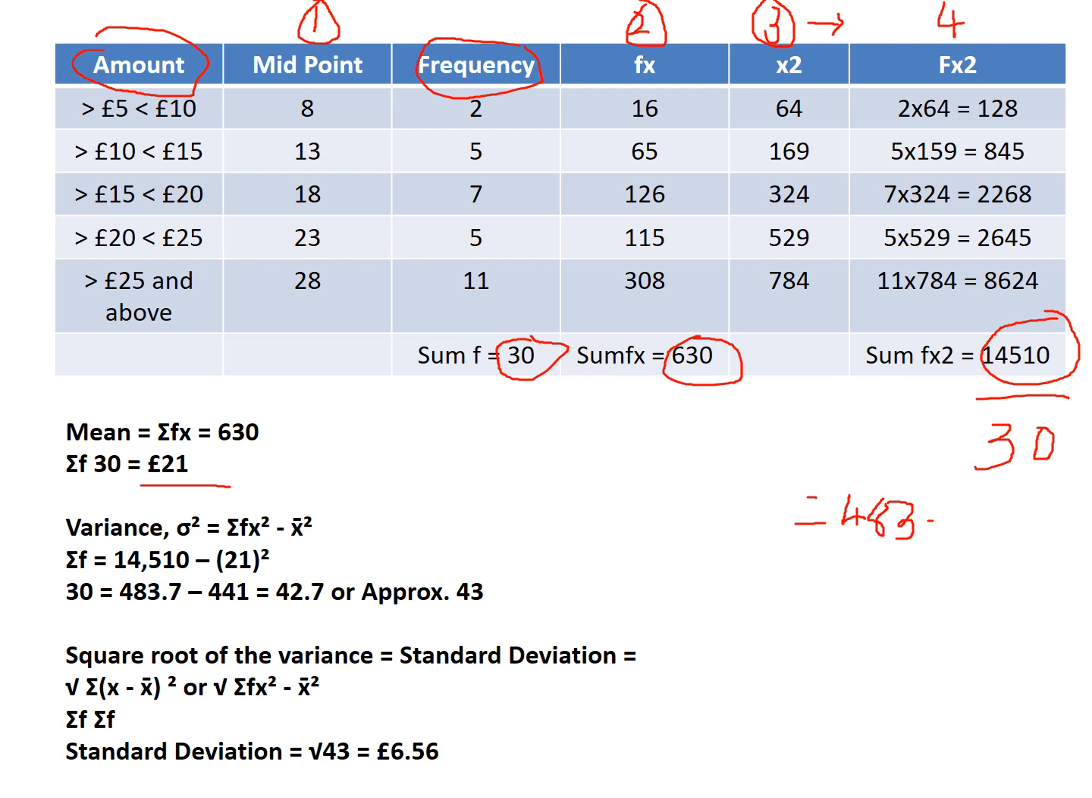So we had the mean, which was 21. We squared the mean, which gave us 441. Once we take away the 441 from the 483, that gave us approximately 43. And then to work out the standard deviation, we take the square root of 43, which gives us a figure of approximately 6.56.